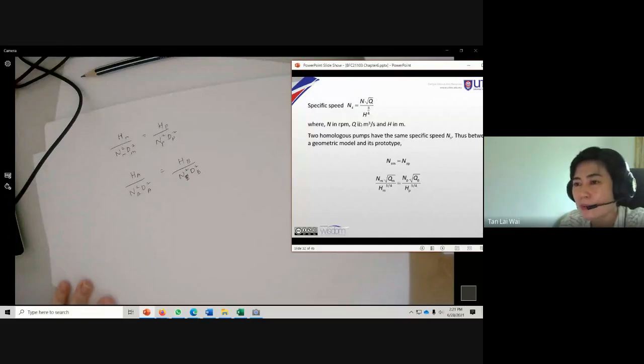Now, if you are talking about two homologous pumps, they are going to have the same specific speed. You can actually check. But if you don't have time, you just calculate the specific speed for one, either model or prototype, it doesn't matter, or A or B. So, this is how you compare it.